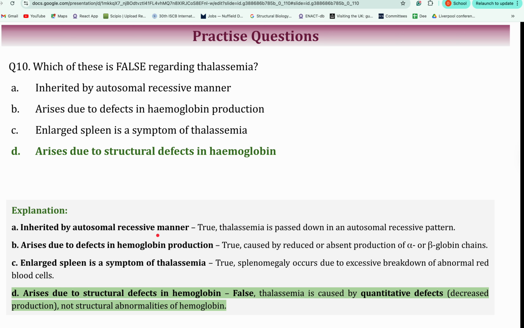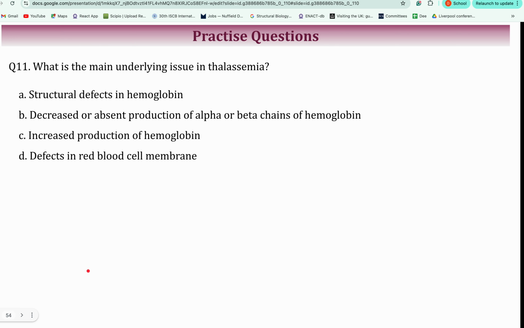The first option was inherited by autosomal recessive manner. So yes, it is true because it is inherited in an autosomal recessive manner. Option B was arises due to defects in hemoglobin production. This is also true because the hemoglobin production is reduced due to the absence or reduced production of alpha and beta globin chains. Third option was also right, enlarged spleen. It is also known as splenomegaly, and occurs due to excessive breakdown of abnormal RBCs, which leads to the enlarged spleen. Now let's move to next question.